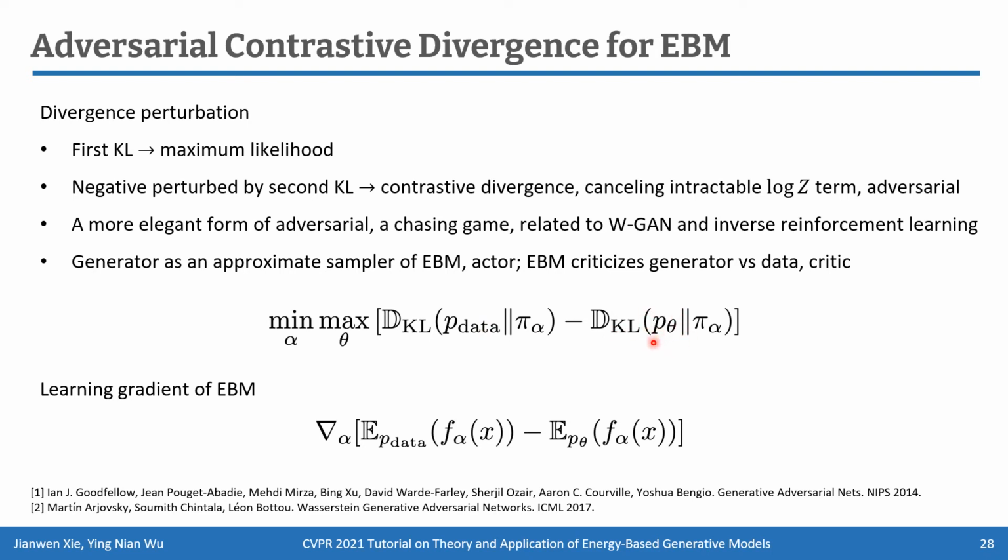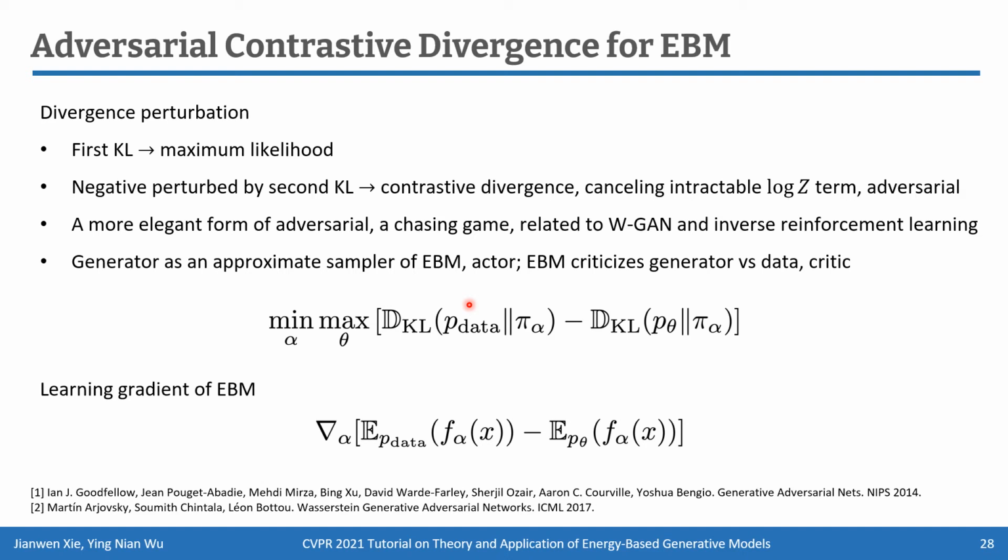So it is like a chasing. This P theta, the generator, chases the EBM, and the EBM runs towards the data density and runs away from the density of the generator. So this pi of alpha serves as a critic. It criticizes this P theta, the generator, against the data. Okay, so this is an adversarial interpretation, which has a very clear chasing interpretation.